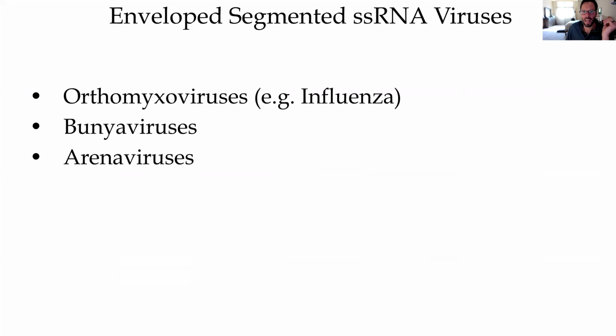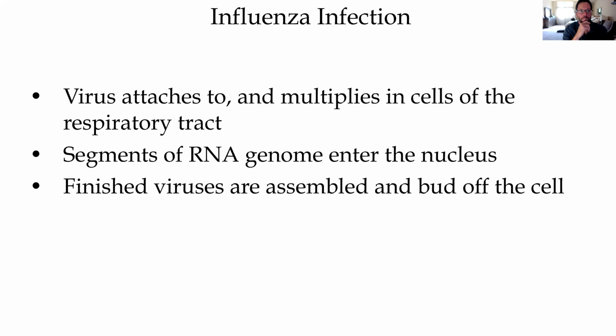Let's talk first about the enveloped, segmented, single-strand RNA viruses. Okay, so what does that mean? Envelope means that it has an envelope, obviously. Segmented means that it has more than one segment of ssRNA, or single-stranded RNA. Right? And so these are going to be the orthomyxoviruses, for example, influenza, Bunya virus, arenavirus, and so we'll talk about those a little bit more now.